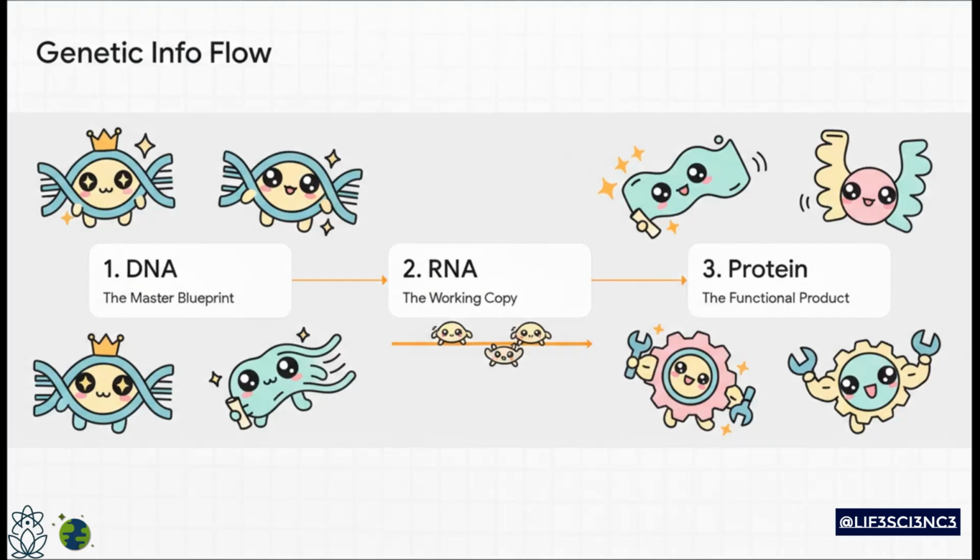And it's this really elegant three-step dance. So first you've got the DNA. That's the master blueprint, right? Locked away for safekeeping. Then the cell makes a temporary working copy of a specific instruction, and that's RNA. And finally, that RNA copy is used as a template to build the final product, proteins. And proteins are the little molecular machines that do basically all the work in our bodies. Blueprint to copy to machine.